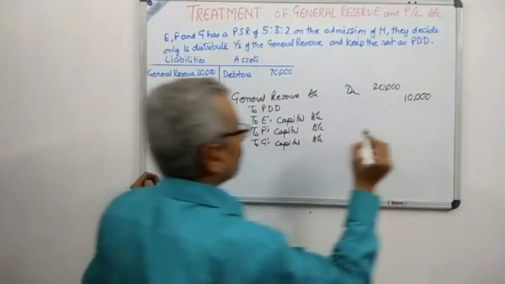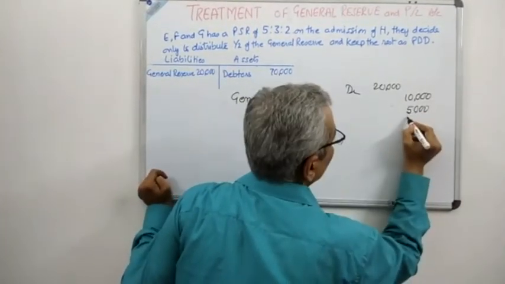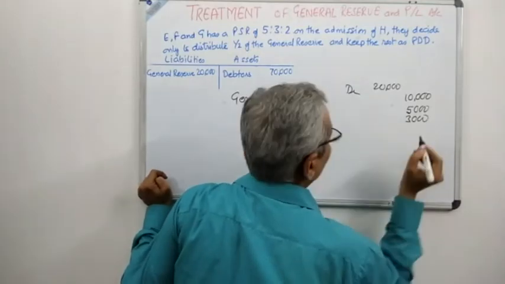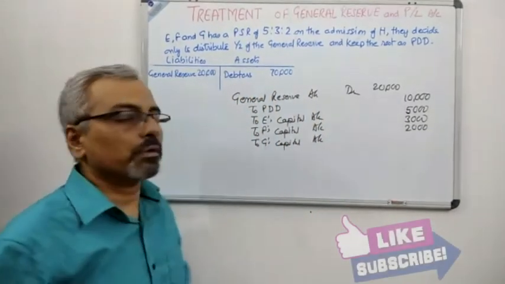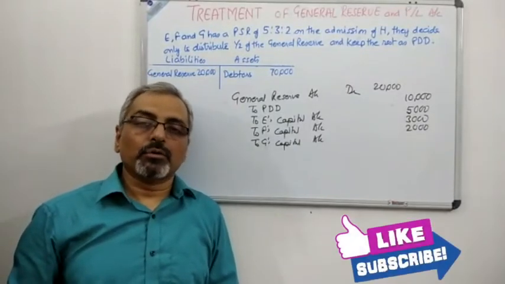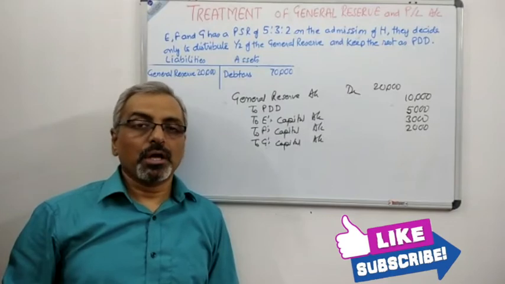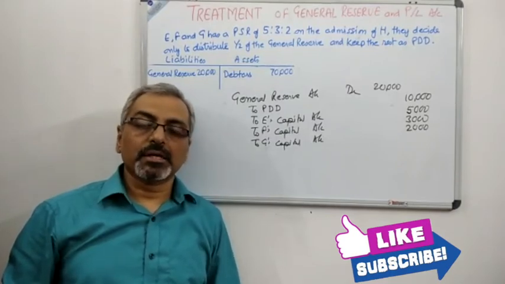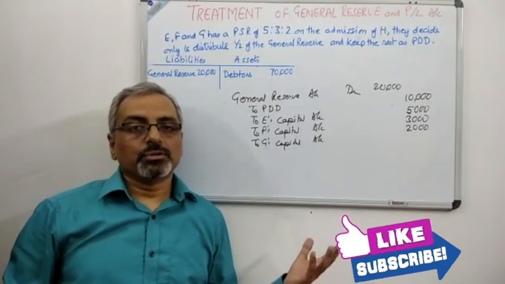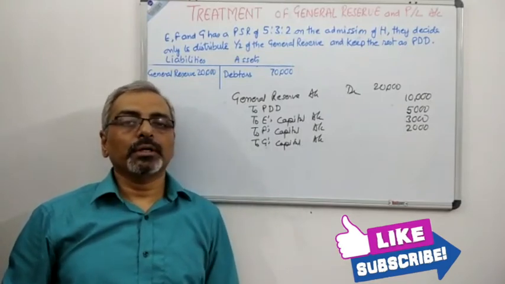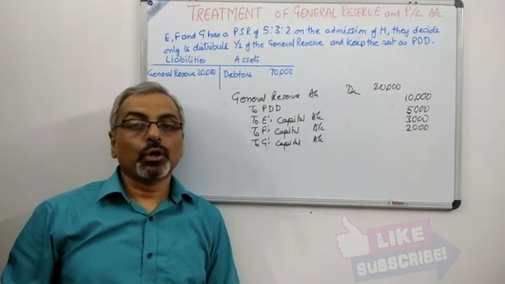So very simple. First partner E will get 5,000. Second partner F will get 3,000. And the last partner G will get 2,000. So this is the journal entry where the entire amount of general reserve was not distributed according to the question. Half of it was kept as a provision for doubtful debt, and the remaining was distributed. So with this, we have concluded the treatment of general reserve on admission of the partner.